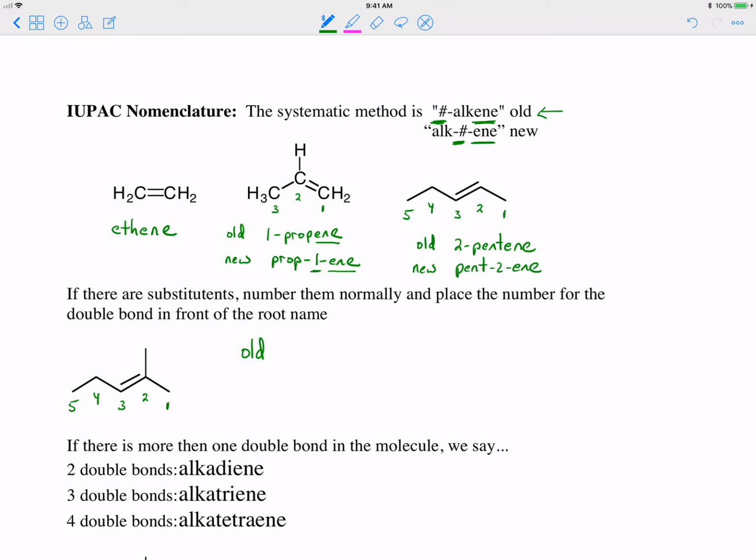The old way of doing it, and again, this is where you start having substituents in there, so it starts to get a little bit crazy, but you name the groups. So I'm going to name the methyl group first. So it's going to be 2-methyl. And then the double bond starts, the first carbon of the double bond is carbon number 2. So that's going to be 2-pentene. The new way of doing it is 2-methyl.